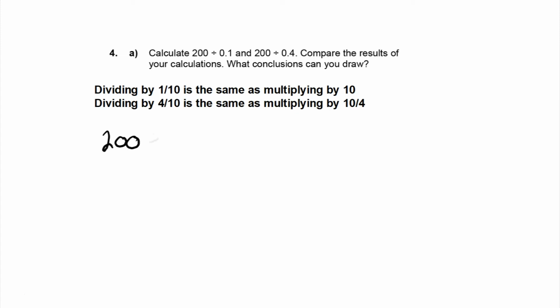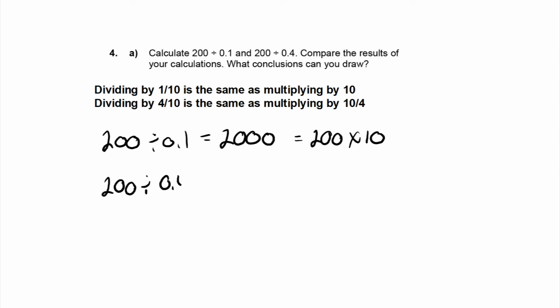If we've got 200 divided by 0.1, how would we look at that? So we want 200, doing it as long division, 0.1. Well, when we want to do long division, we can take off the decimal, move the decimal place, and add a 0 for each decimal place that we moved. So 2,000 divided by 1, fairly obviously, is just 2,000. So 200 divided by 0.1 is 2,000, which of course is the same as saying, just what we said, 200 times 10. Now let's look at 200 divided by 0.4.